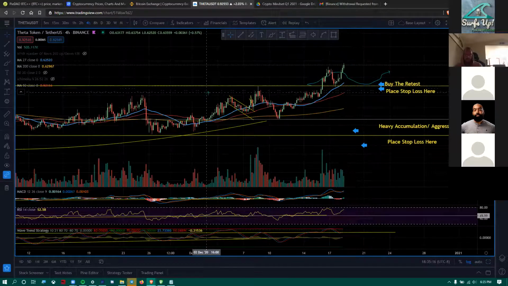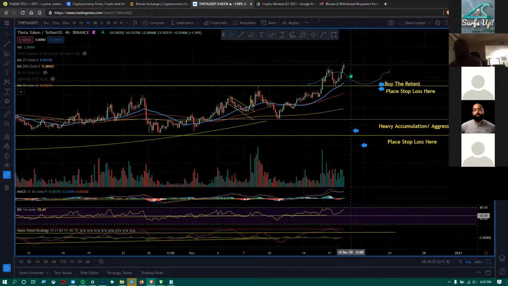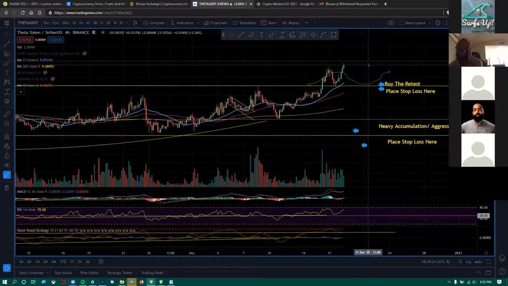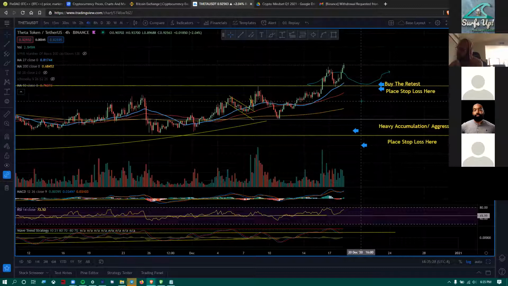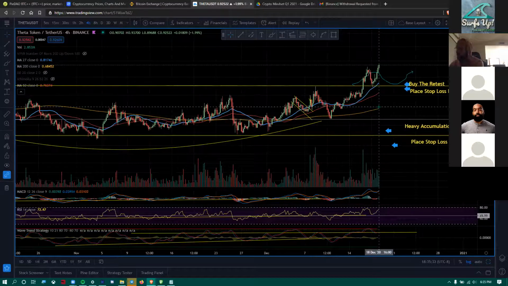Previous resistance lines become relative support. And the same is true on the downside. If it breaks to the downside, then previous support lines become resistance. That's all traders use that.